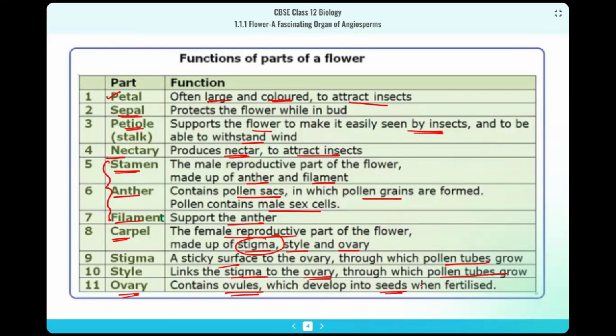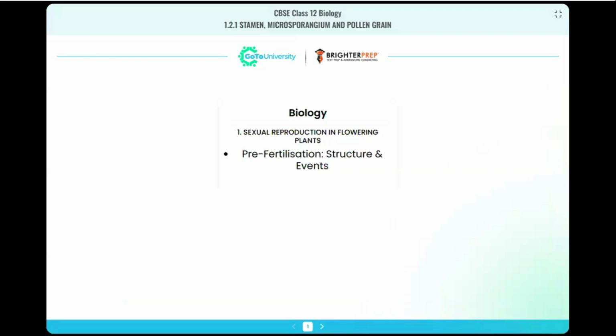Although I've mentioned all these points in this slide, we have already learned this during the plus one classes, and you need this basic knowledge to learn about reproduction in flowering plants in the 12th standard as well. So we are moving to pre-fertilization, that is structure and events here.